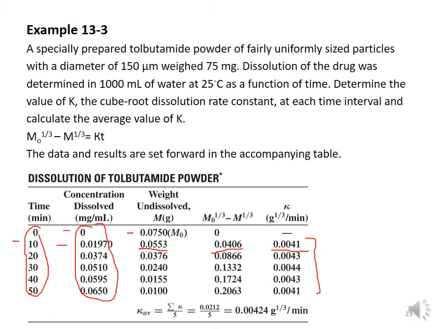In the end, the average value is taken for the 5 values, and it equals 0.00424 grams^(1/3) per minute.